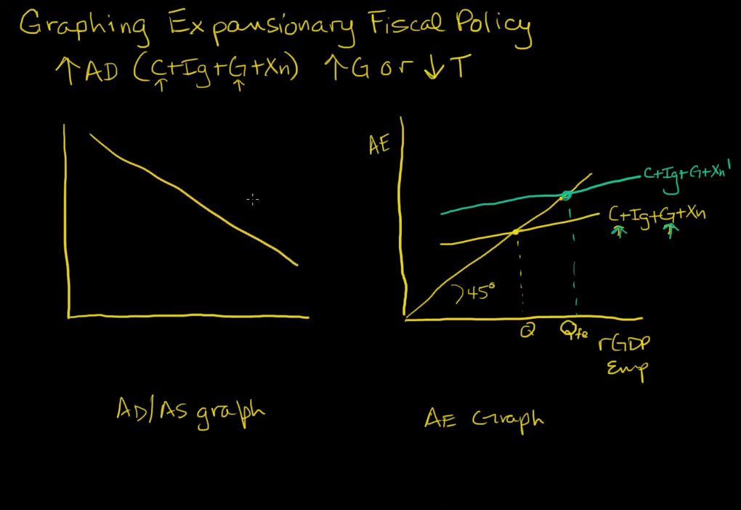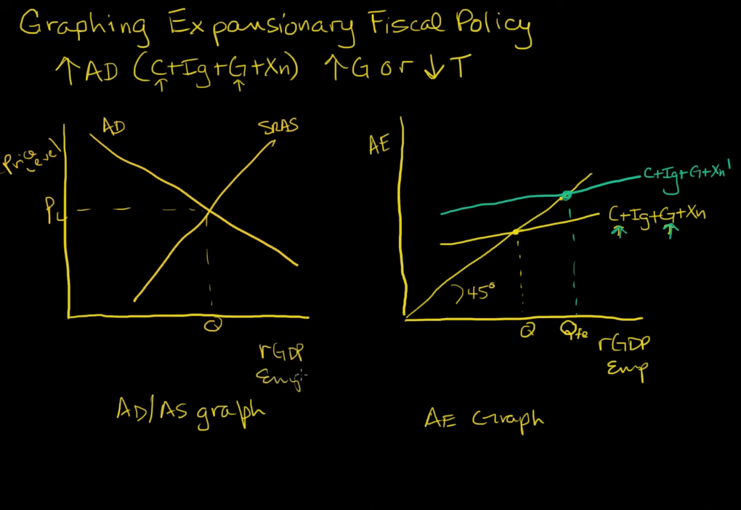With an aggregate demand and aggregate supply graph, here is our short run aggregate supply. Here is our aggregate demand. Here is our equilibrium output. And this is our price level, because again, this axis is price level. Here, again, we have real GDP and employment on this axis. Since we are not at full employment, the long run aggregate supply curve has to be to the right. So full employment has to be here. Here is our long run aggregate supply.